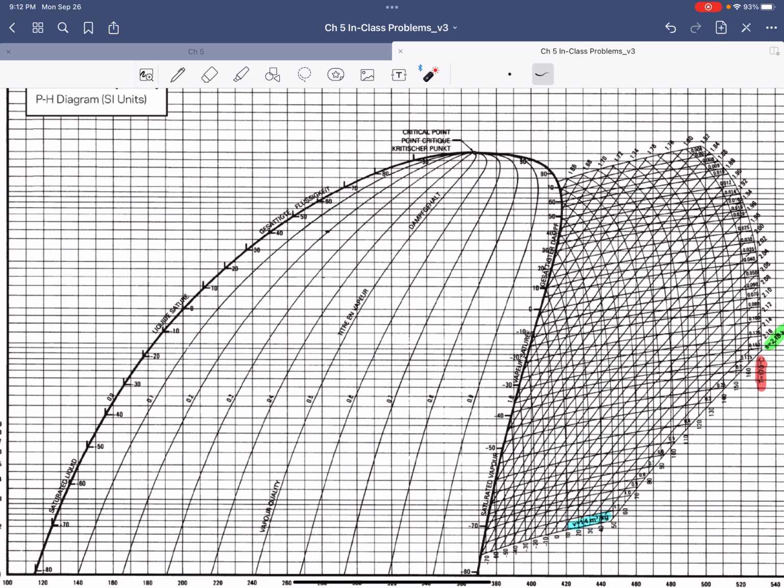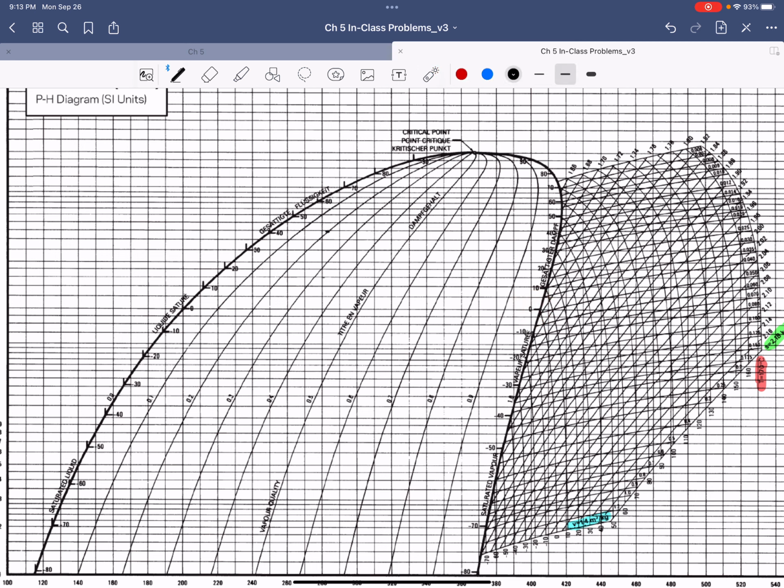Right? On this right-hand side of the plot, we see the different numbers, and those numbers correspond to different temperatures. Okay? So we know we have a saturated vapor, and we want to find on the saturated vapor line where 0 degrees Celsius is, right? And it's right here.